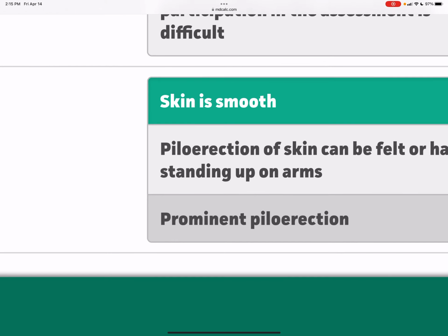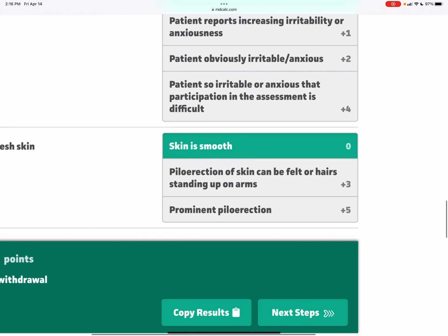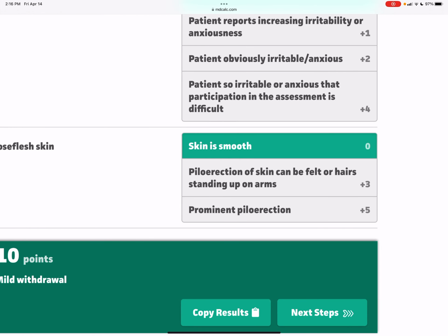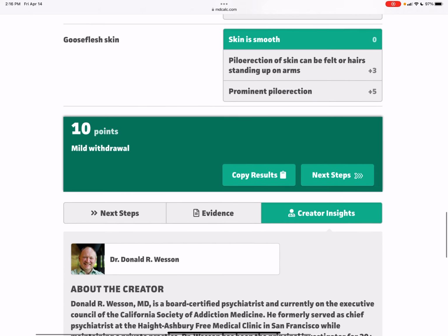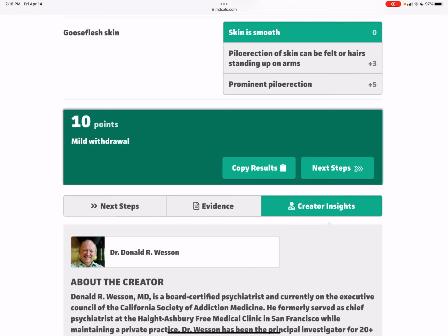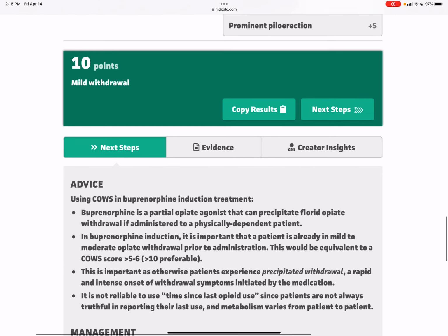We also call that piloerection, and that can be either smooth skin, or if I run my hand on the person's skin and I can feel it, they get +3. If I can see it and I don't need to feel it, they get a +5. And what you want is a score of at least 10. More than 10 is preferred.